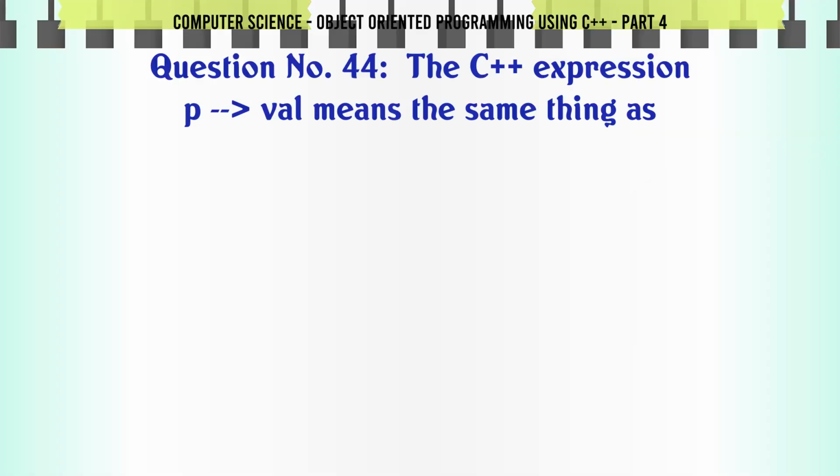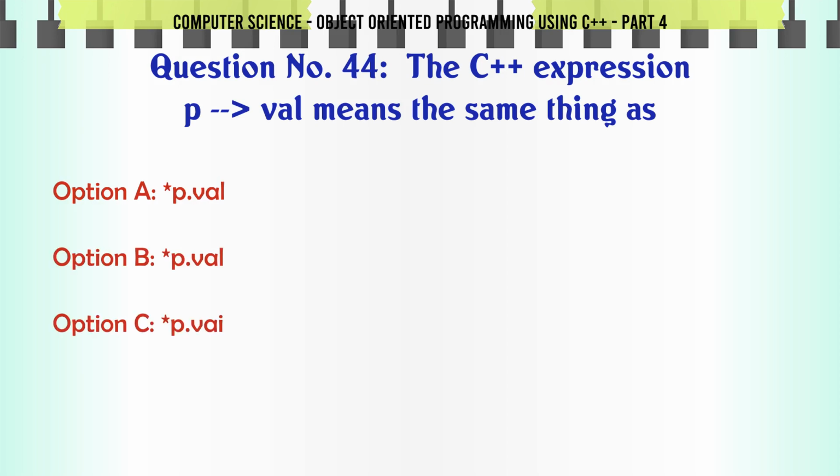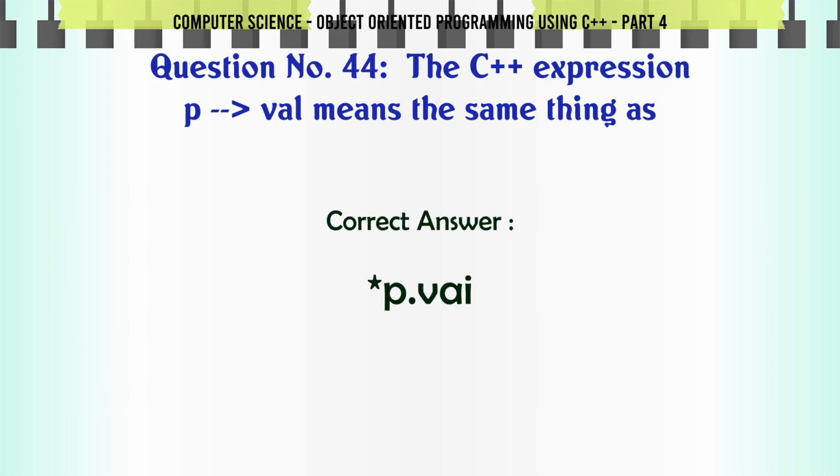The C++ expression p->val means the same thing as A. p.val, B. p.val, C. p.y, D. p.val. The correct answer is p.y.